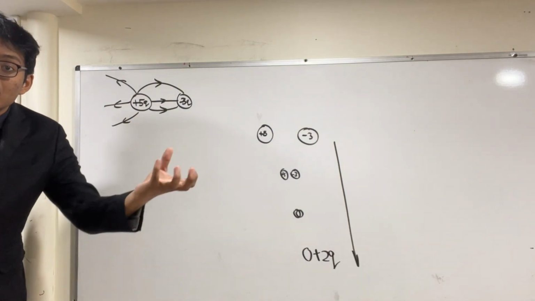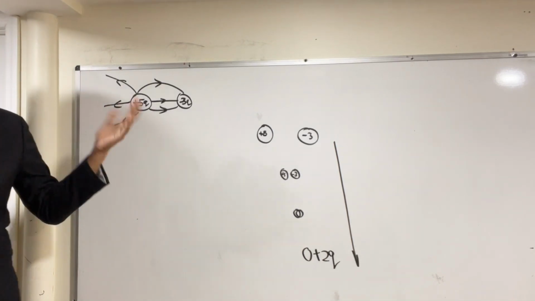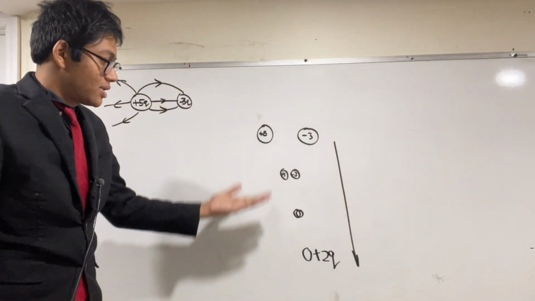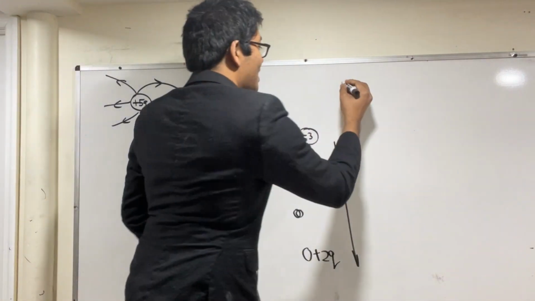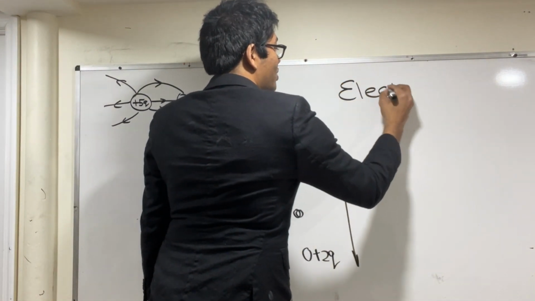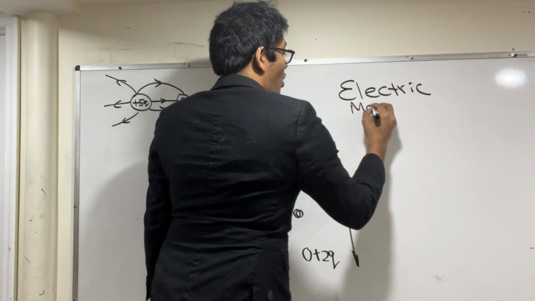You don't know that there's a plus 5 and a minus 3. You're just like, oh, okay, there's just a plus 2 charge. So you only see the net charge. The net charge, that's the big idea for electric monopoles.